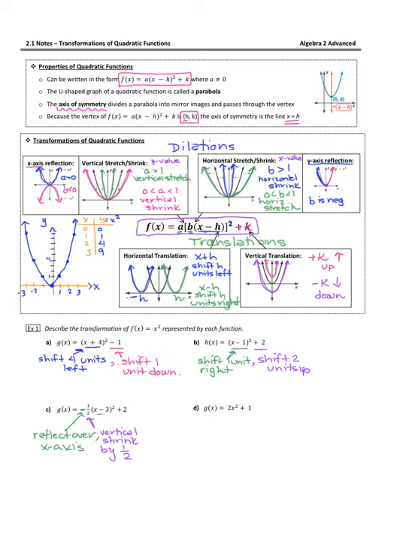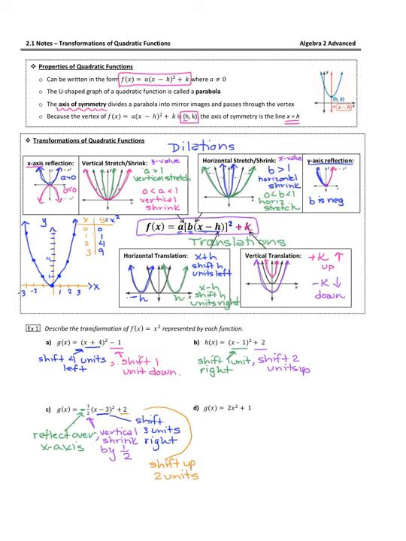Then inside the parentheses here we see a -3. Let me do that in a different color. So -3 is going to shift us 3 units right in the positive direction. And this last one is the +2. There's a lot going on in this one. That is going to shift up 2 units.